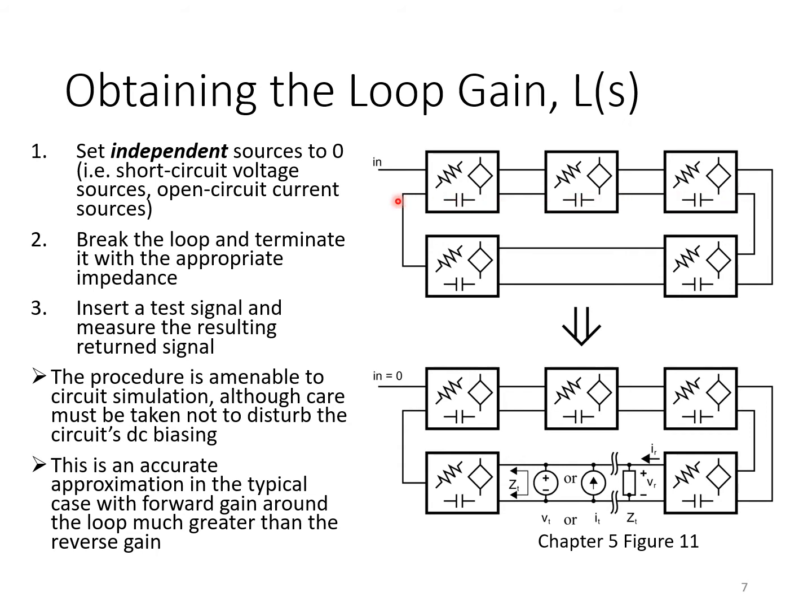The procedure is simply you set all independent sources to 0. So that means if you've got any independent voltage sources, you set them to 0, they become short circuits.